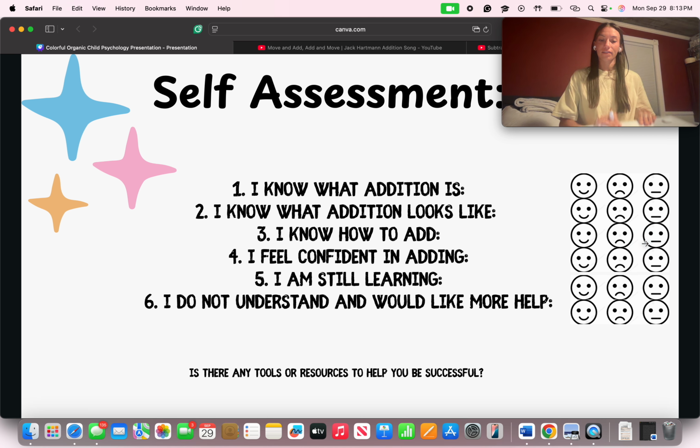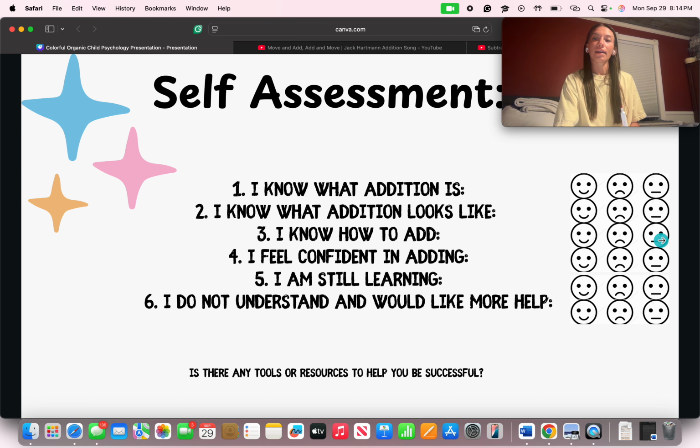Alright students, now that we have completed our addition worksheet, you will now complete a self-assessment. Your self-assessment will include these questions and you will rank them based on your best knowledge of how you feel. These questions include: I know what addition is, I know what addition looks like, I know how to add, I feel confident in adding, I am still learning, I do not understand and would like more help, and are there any tools or resources to help you be successful? You will answer these questions independently and turn them in.